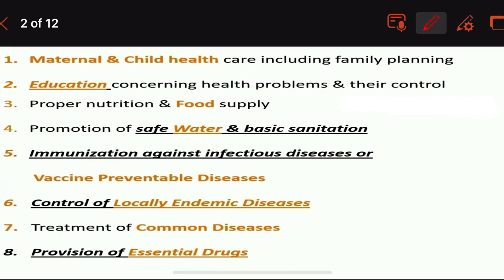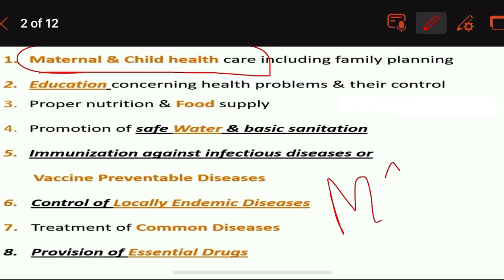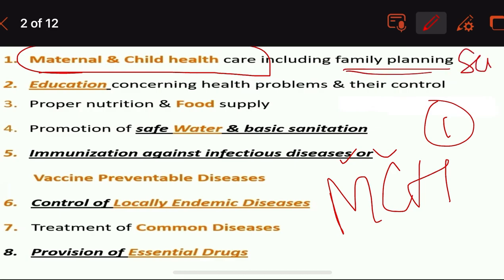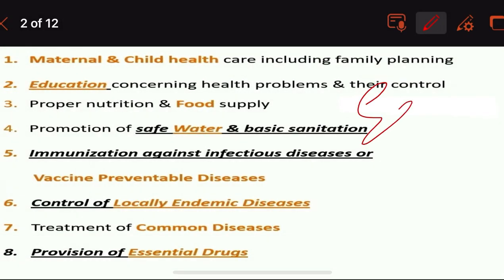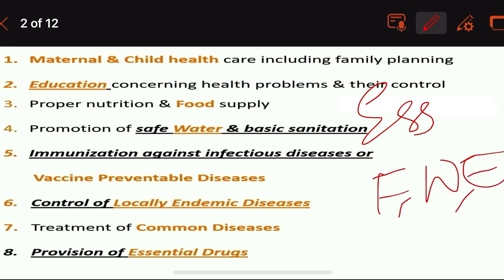The first one is maternal and child healthcare, very important, MCH, including the family planning services. Second, education. Third, food. Fourth, water. So education, food and water. Basic essentials, guys. What are the essentials? Food, water, education. This is how you can remember.